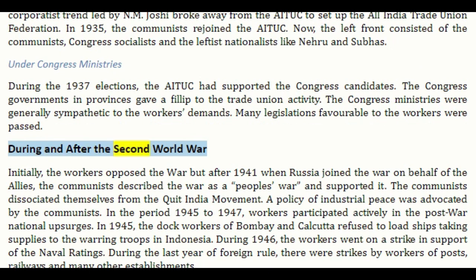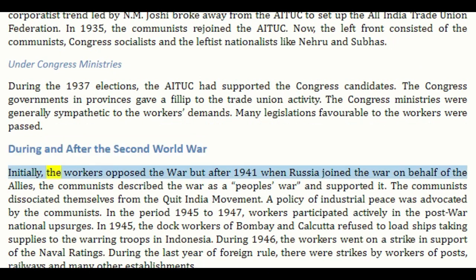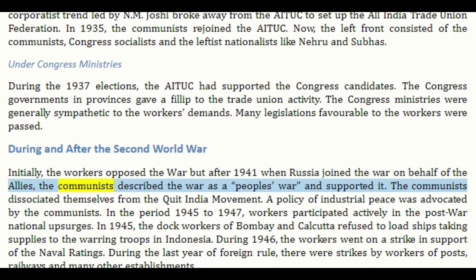During and after the Second World War. Initially, the workers opposed the war, but after 1941 when Russia joined the war on behalf of the Allies, the communists described the war as a people's war and supported it. The communists dissociated themselves from the Quit India movement. A policy of industrial peace was advocated by the communists.